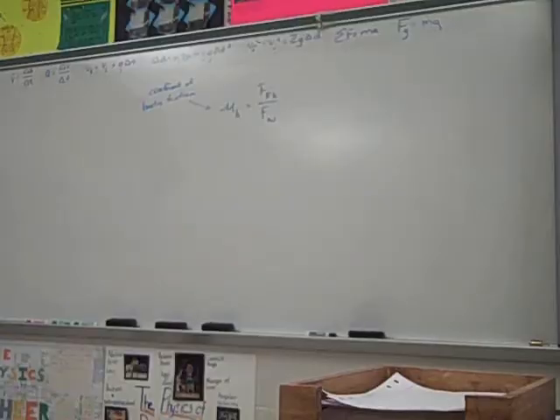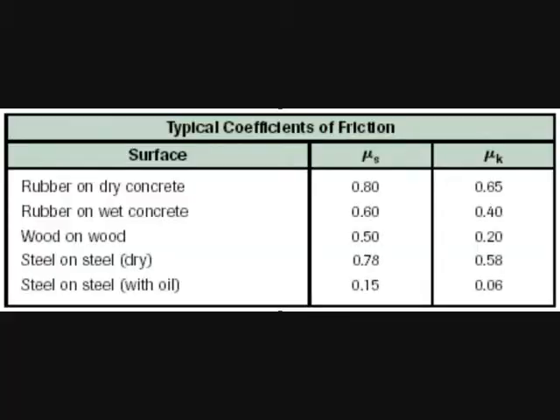There's a table there. The title of the table is Typical Coefficients of Friction. And then column 1 describes different surfaces. So you have rubber on dry concrete, rubber on wet concrete, wood on wood, steel on steel when it's dry, and steel on steel when there's oil. And in the second column you have mu sub s. That's going to be your coefficient of static friction. We're going to talk about that today. And then the third column is the coefficient of kinetic friction.